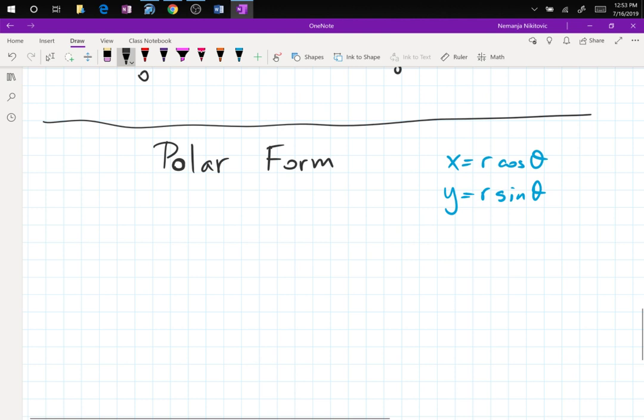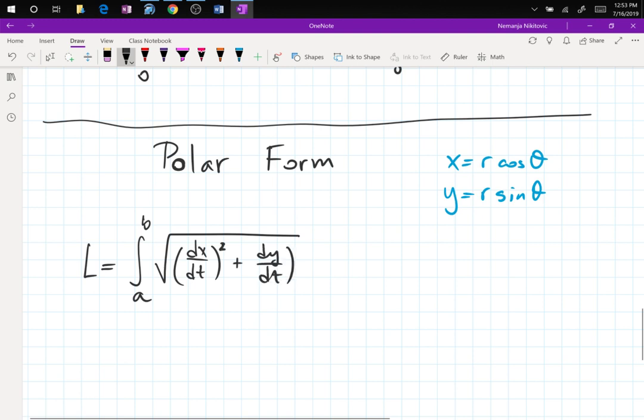So the length of curve is given as the integral from a to b of the square root of, and I'm going to write this as dx dt squared plus dy dt squared. Yeah, I understand that you like your x primes and y primes, but it is much better for calculations if you are using Leibniz notation.